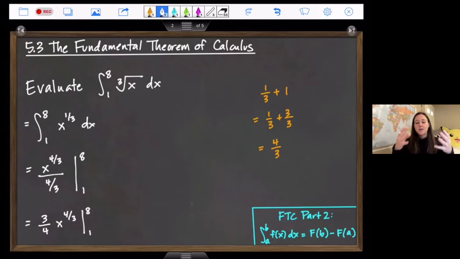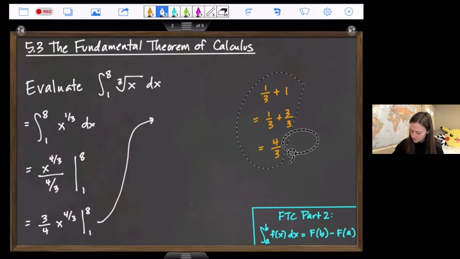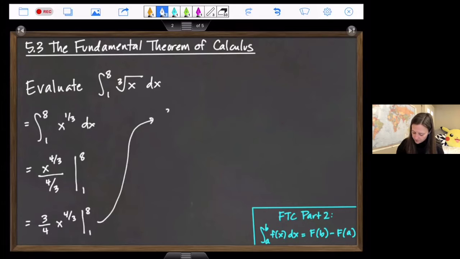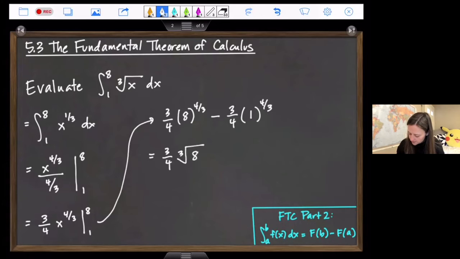All right, so we always do the upper limit minus the lower limit. So let's plug in x equals 8, clear off my scratch work. So I'm going to have 3/4 x to the 4/3, so I'm going to have 8 to the 4/3 minus, plug in the lower limit, so 3/4, 1 to the 4/3. All right, so let's clean that up a little bit. 1 to the 4/3 is easy, that's 1. 8 to the 4/3, let's see if we can figure out what that is. So I've got 3/4, that's the cube root of 8 to the 4th minus 3/4 times 1. I don't know about you, but I don't have 8 to the 4th in my head.